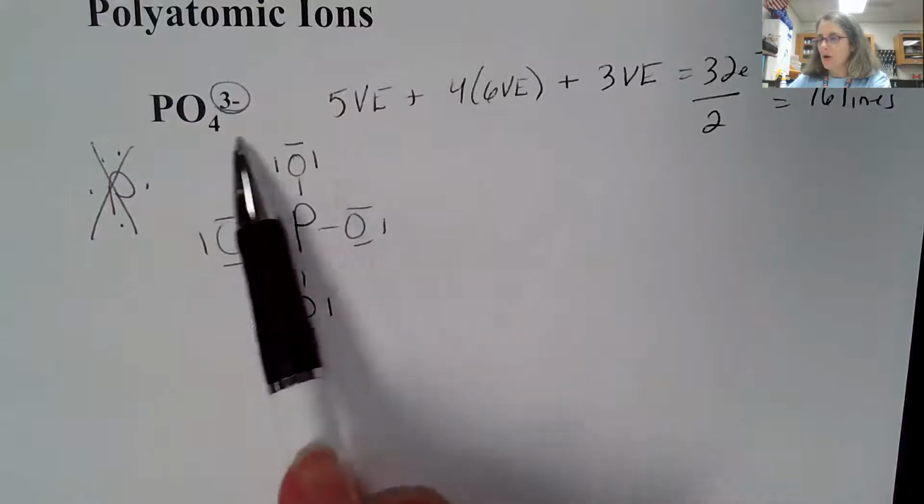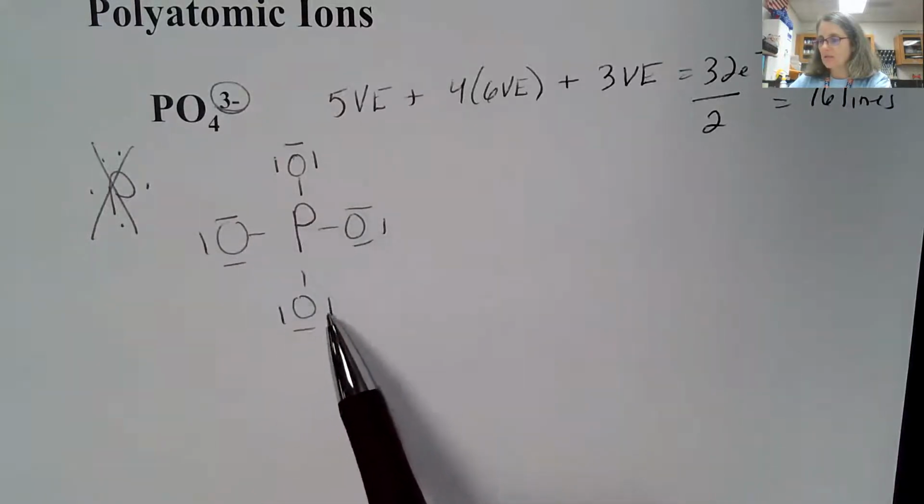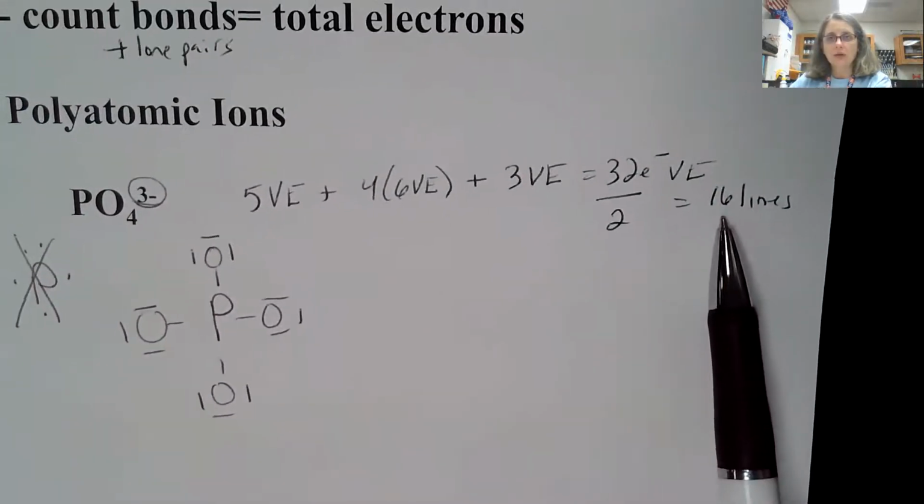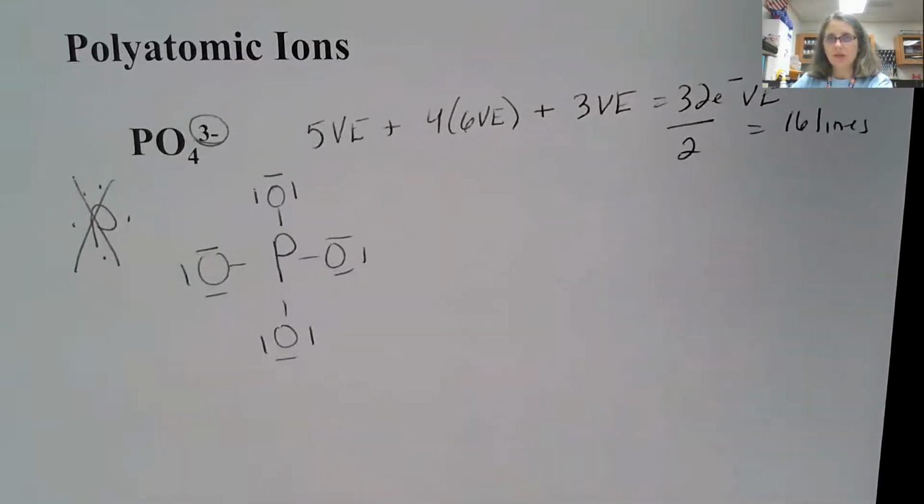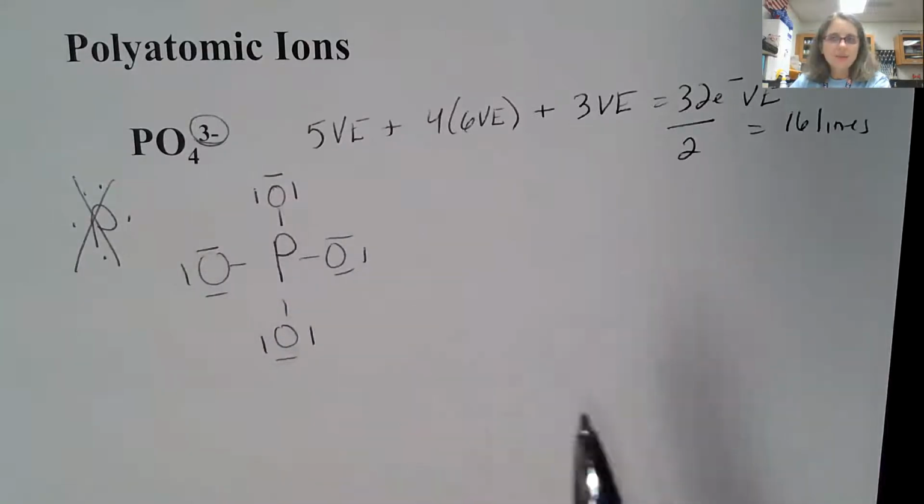So I now count all of my lines. So I have 1, 2, 3, 4, 5, 6, 7, 8, 9, 10, 11, 12, 13, 14, 15, 16. So if I have 16 lines, which is what I need in this structure, this is a legitimate structure for PO4 3-. Now, there is a little bit of schematics or format that you need to be aware of.